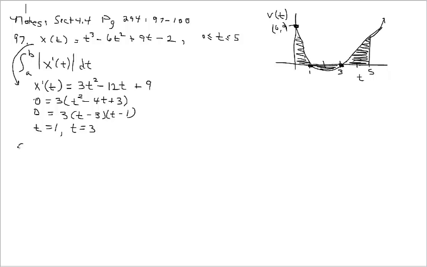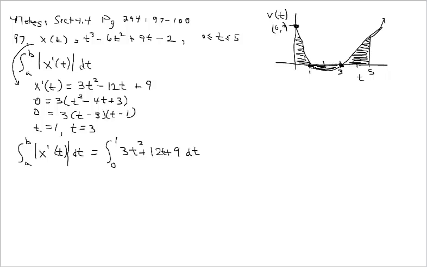So for me to find this answer without a calculator, I'm going to rewrite it with different integrals. So the total distance traveled is going to equal the integral from 0 to 1, to your x-intercept, of the function 3t squared minus 12t plus 9 dt. I think that's a t in there.